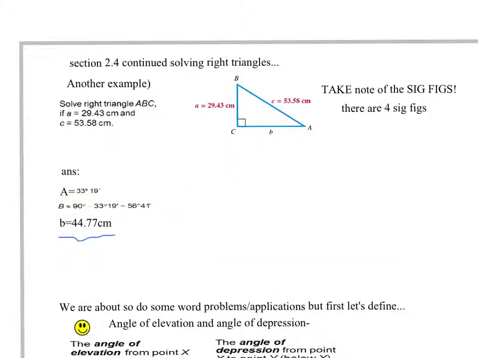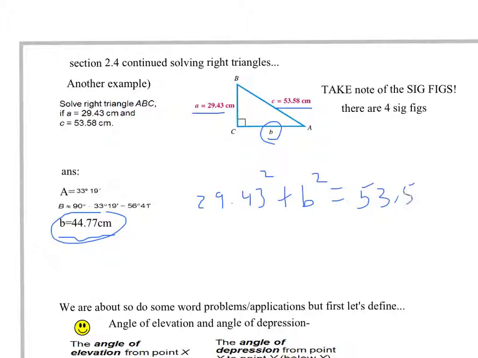Okay, so to get little b, and like I said, here we already have the answer, but to get little b, the thing is, if you know A and you know C, you can just use good old Pythagorean theorem, right? So leg squared plus, and little b is a leg squared, equals hypotenuse squared. See? And then you can just solve for b. So b squared has to equal 53.58 squared minus 29.43 squared.